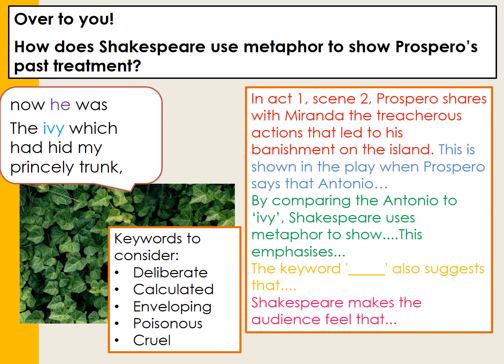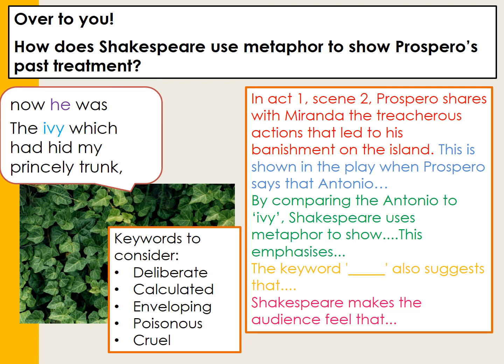Some key words that I want you to think about. You won't use all of these perhaps, but you might use some of them. So deliberate, calculated. Calculated is when something has been planned from the start. So how does that link to Antonio and the boat? Enveloping, when something is covering something else. So the ivy was enveloping the wall. Antonio enveloped Prospero's position as Duke of Milan.